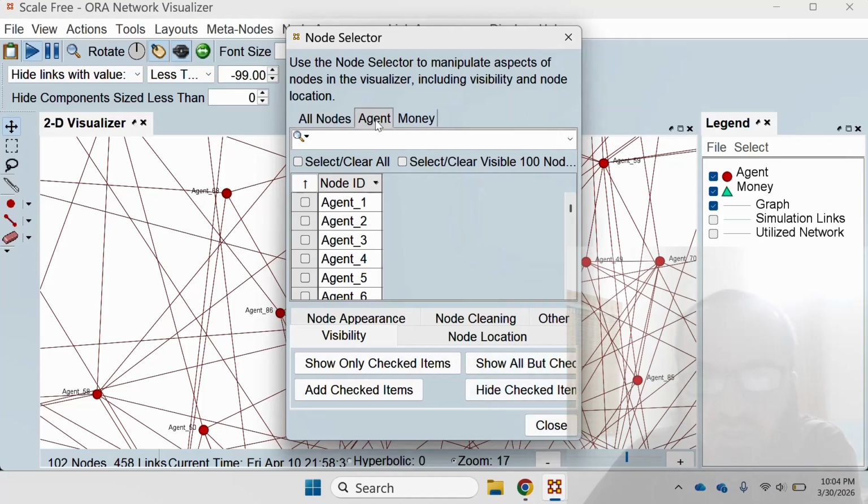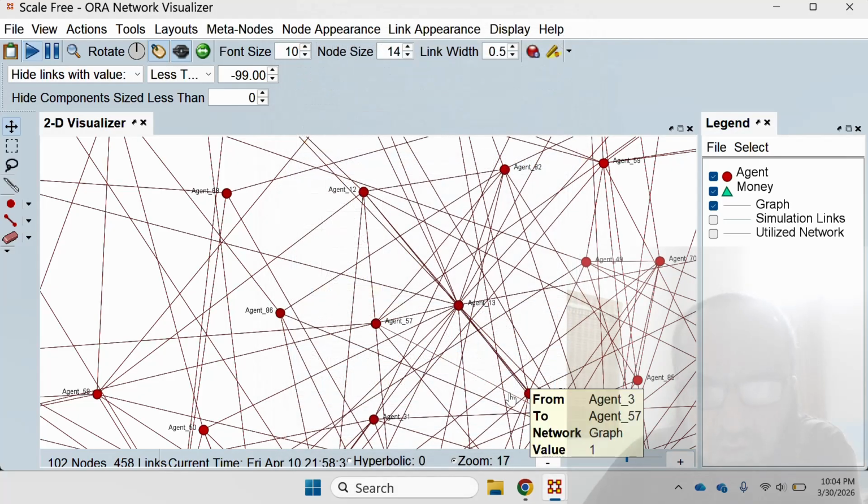Why are you not showing me? Use the node selector to manipulate aspects of nodes in a visualizer, region number 6. I don't know, it's not showing.